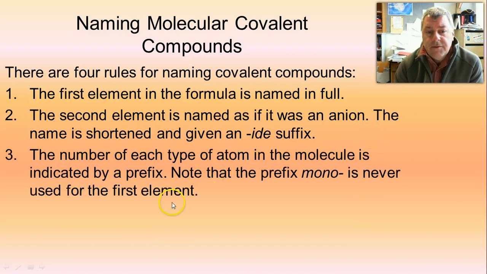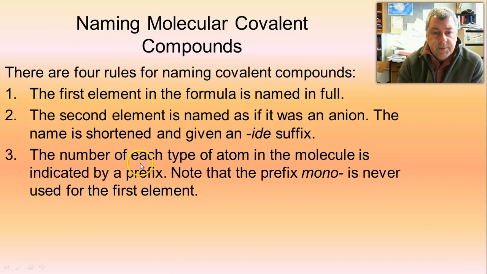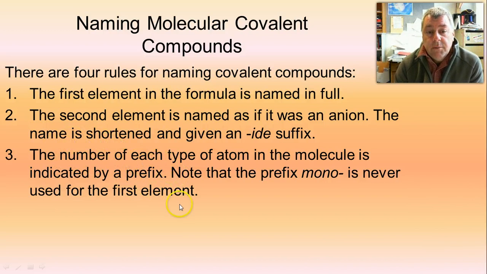However, the next step is the different step, and it's different because what we've got to do is use a prefix to tell how many of each atom are in the molecule. And so in the next slide I'll show you the prefixes that we use. You may have picked up on some already. For example, we've used the term carbon monoxide for CO and carbon dioxide for CO2. Note, however, that we never use mono for the first element because just having the name of the element suffices.